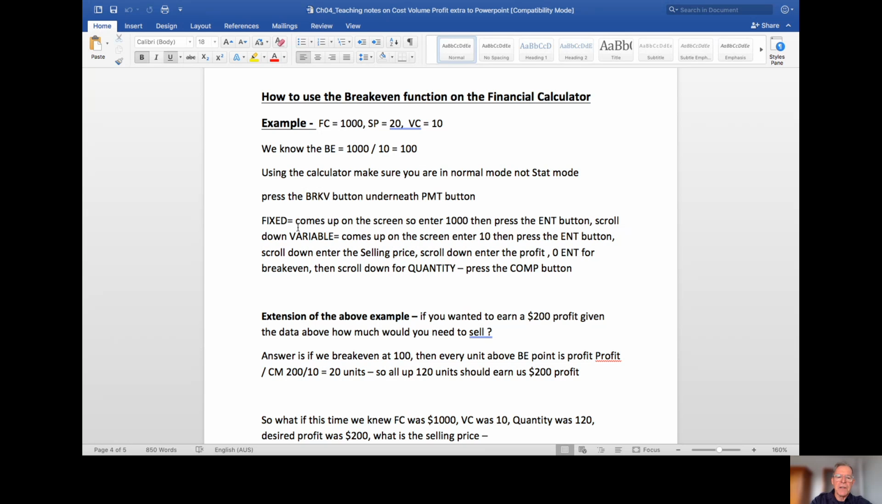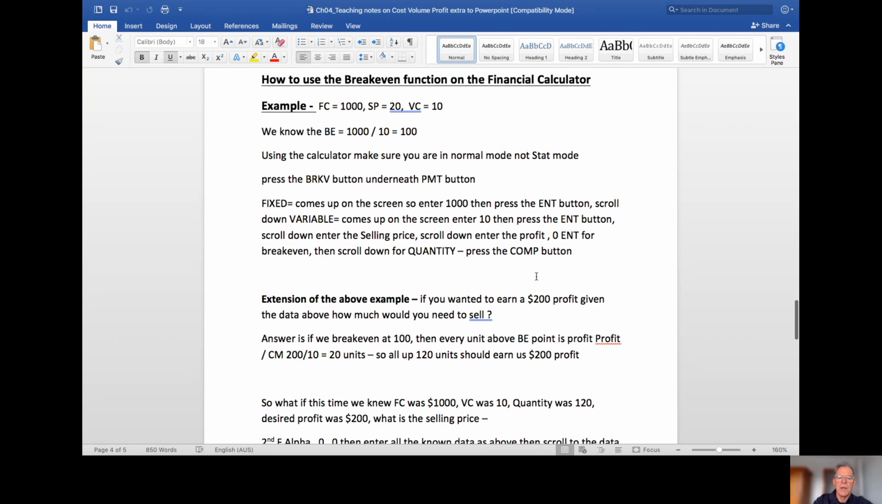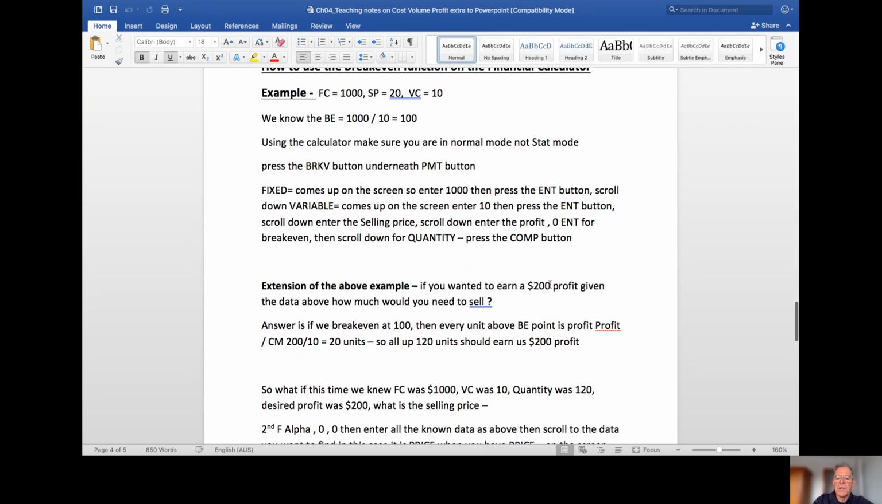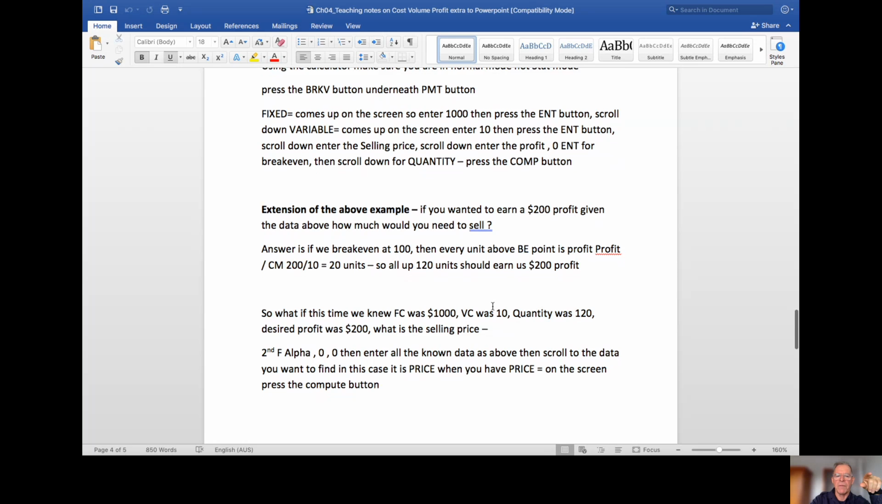And then we scroll down and it says, what's your variable cost? So we just key in the variable cost, press the enter button, scroll down, and it says, what's the selling price? We'll put in our selling price of $20, scroll down for the profit. Here we want to find the break-even point, so we'll enter the profit as 0, press enter, and scroll down to the last option, quantity, press compute, and it will solve it for you. An extension of that might be, what if you wanted to earn a $200 profit? If all the data was in, all you would need to do is scroll back up to where the profit figure is, enter $200, then scroll down to quantity and hit compute, and you'll find that point.